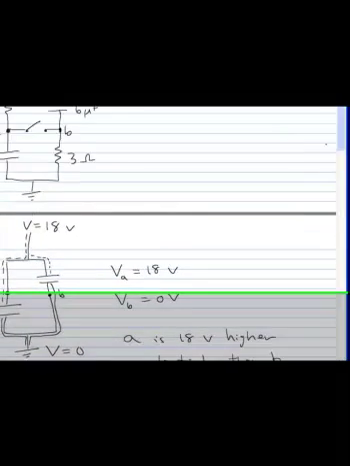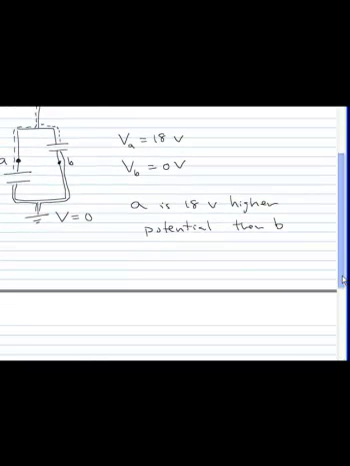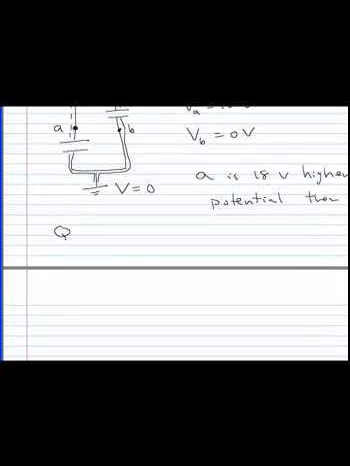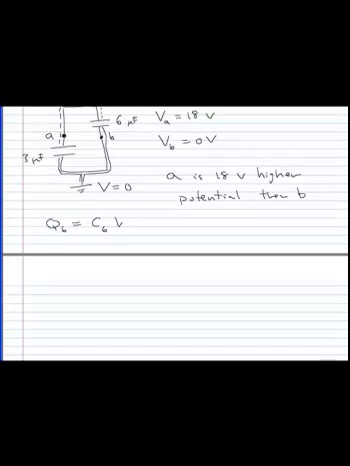Now I also want to find the charge on each of these capacitors. That's pretty straightforward in this case. We know that the charge on the 6 microfarad capacitor, that's this one, is its capacitance times its voltage, and the charge on the 3 microfarad is its capacitance times its voltage, and they are both in parallel, both have 18 volts across them.